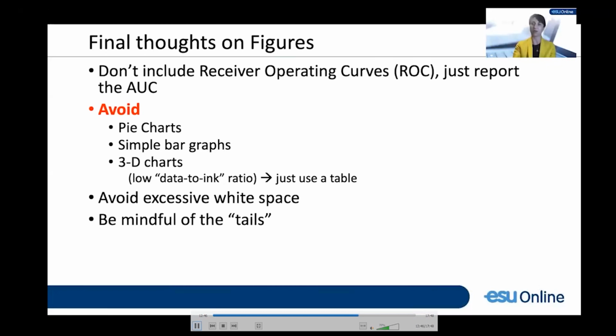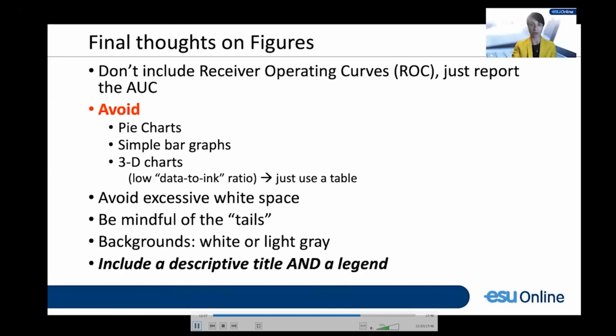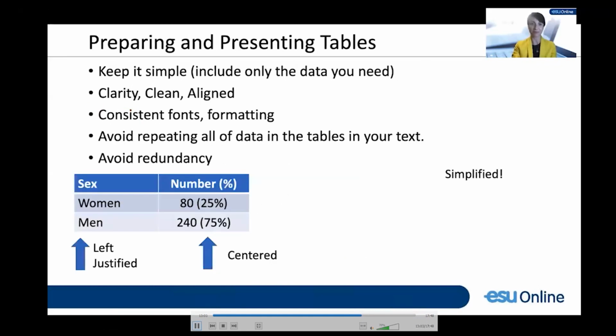If there's not a lot of data in the ends of your Kaplan-Meier curves, truncate the follow-up if the number at risk is low. And then when you're thinking about your graphs, put them on light backgrounds just because they're easier and cleaner to interpret. And then I'm going to say it again because it's often forgotten, include a descriptive title and a legend.